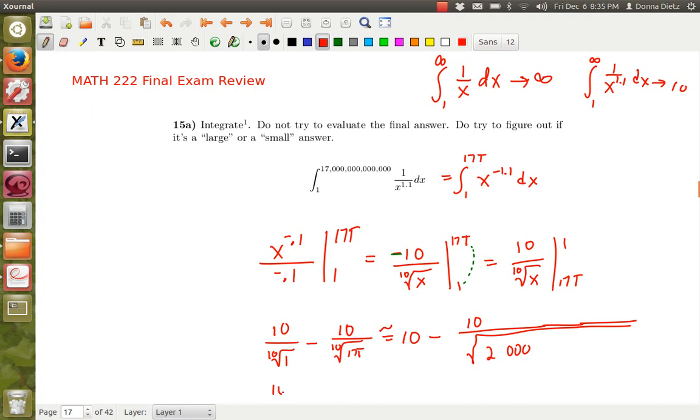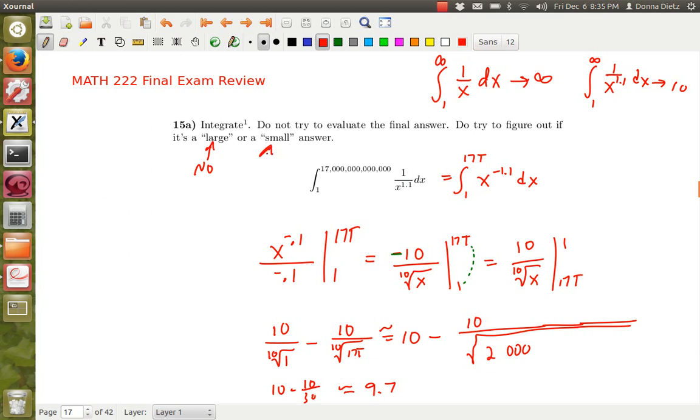Okay, so we're going to be doing 10 minus 10 over something in the vicinity of 30. It's like 10 minus a third. So it's approximately 9.7 or something like that. Okay, so do try to figure out if it's a large or a small answer. Well, it's not a large answer. It's not like going to a million or a billion or a quadrillion.